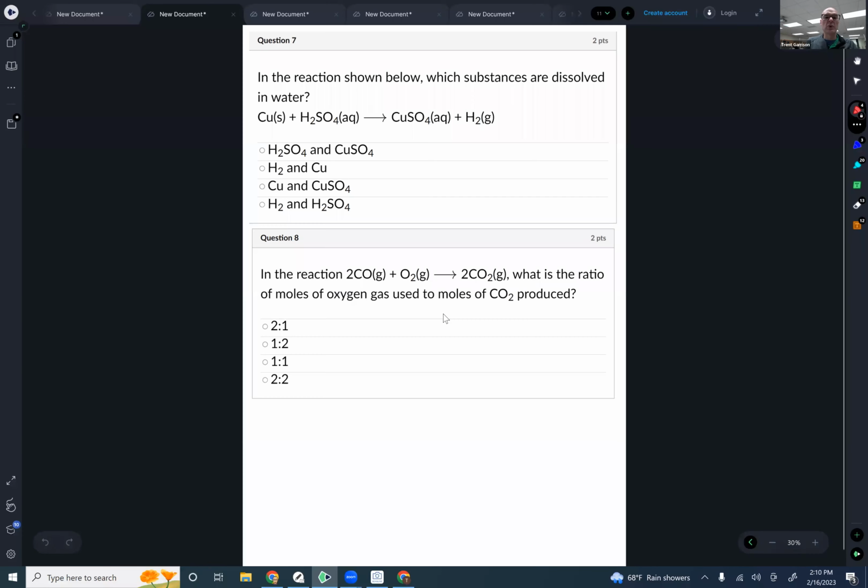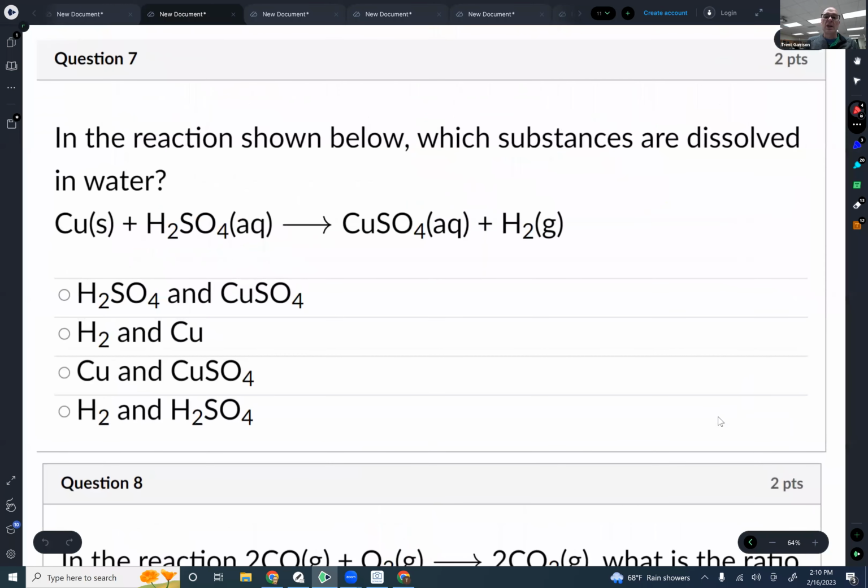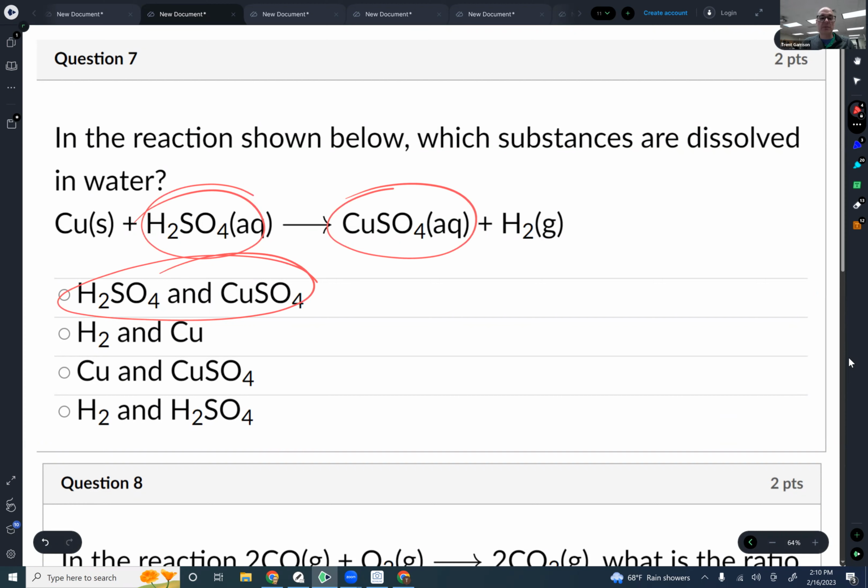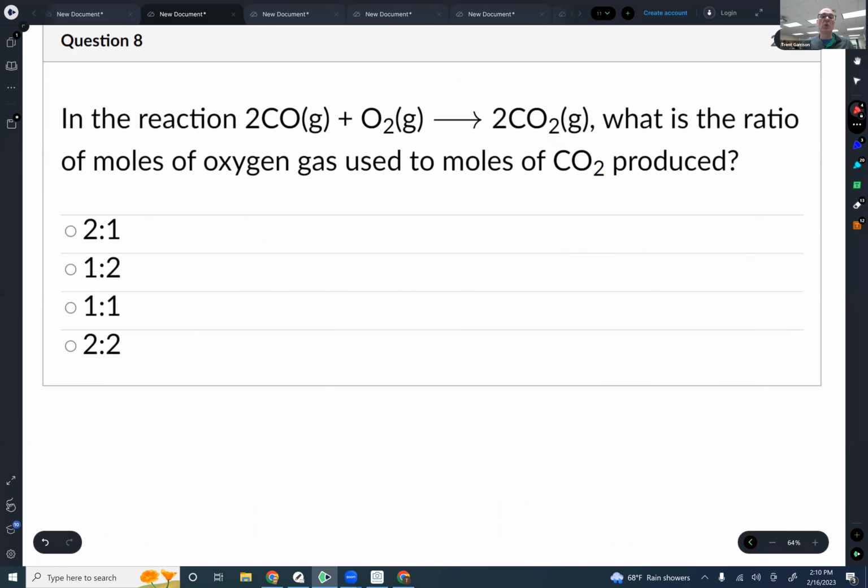All right, number 7. Substances are dissolved in water. Which ones are dissolved in water? They are the ones that have the aqueous. So that would be this answer right here. And then if we go to number 8, what is the mole ratio between oxygen and carbon dioxide? Well, there's an unwritten 1 there, so it's a 1:2 ratio.